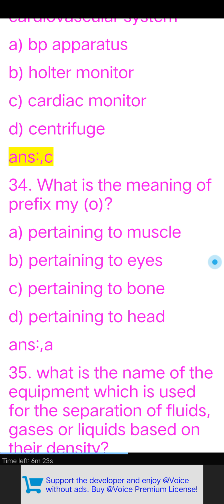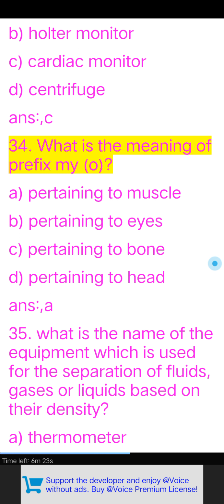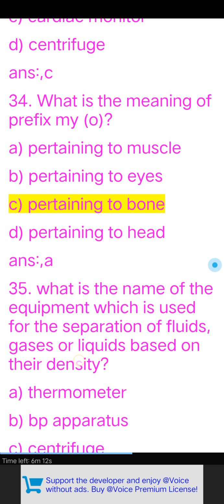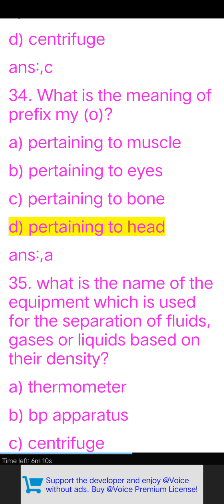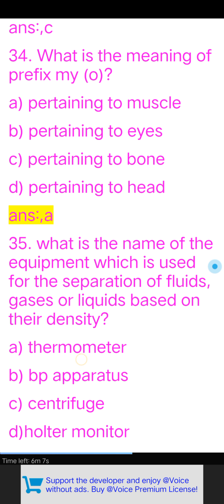Answer: C. 34. What is the meaning of prefix myo? A. Pertaining to muscle. B. Pertaining to eyes. C. Pertaining to bone. D. Pertaining to head.